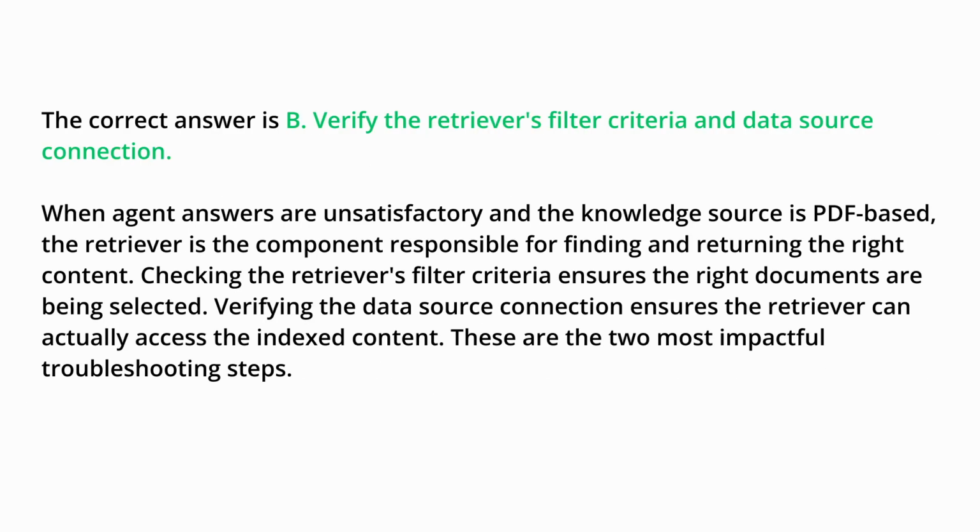Verify the retriever's filter criteria and data source connection. When agent answers are unsatisfactory and the knowledge source is PDF-based, the retriever is the component responsible for finding and returning the right content. Checking the retriever's filter criteria ensures the right documents are being selected. Verifying the data source connection ensures the retriever can actually access the index content. These are the two most impactful troubleshooting steps.